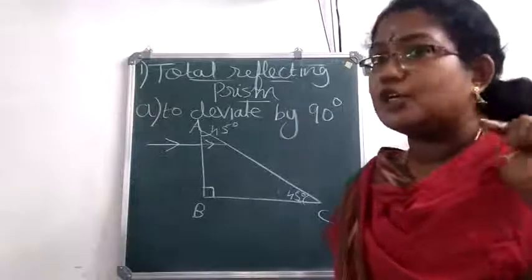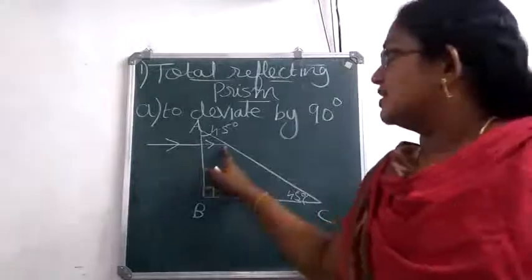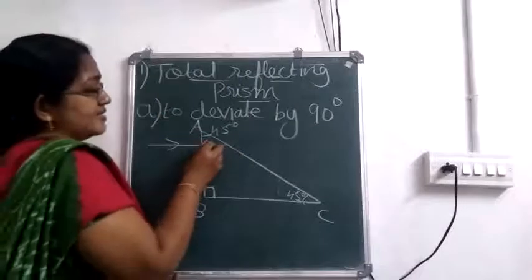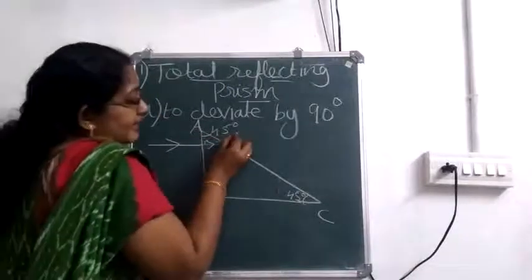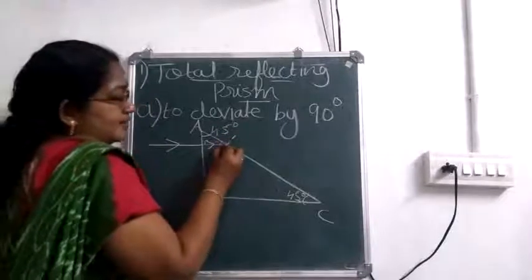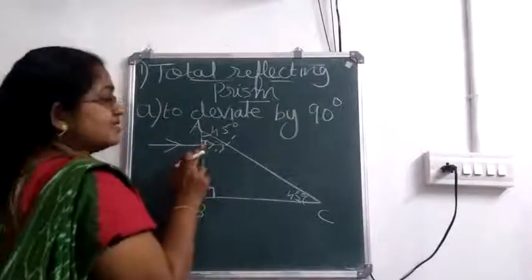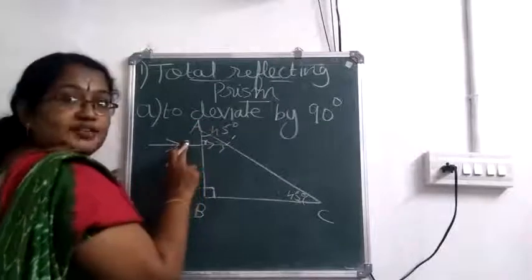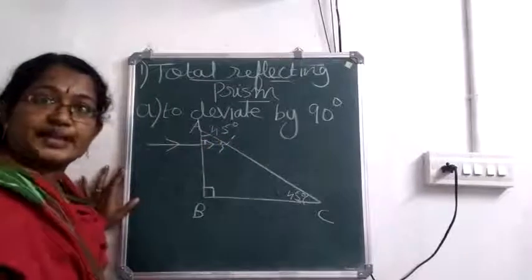Now the light ray hits the surface AC. Is it a normal incidence? No, it's not a normal incidence, is it? Because here this angle is 45, this is 90, so naturally this angle is 45 degrees. And I'm going to draw the normal here. So what will be this angle? This is 90 degrees since it is normal. This is already given as 45 degrees. So naturally this angle will be 45 degrees, isn't it?